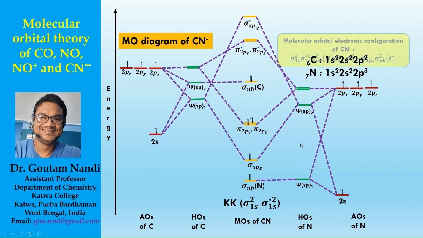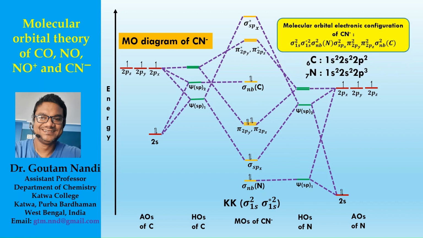And the electronic configuration will be sigma 1s2, sigma star 1s2, sigma non-bonding nitrogen, sigma 2px2, pi 2py2, pi 2pz2, and finally sigma non-bonding carbon 2. Okay, so the bond order will be 8 minus 2 divided by 2 equal to 3, because total electrons in the bonding orbitals is 8 and total electrons in the anti-bonding molecular orbital will be 2. And the magnetism will be diamagnetic because there is no unpaired electron in the MO diagram.